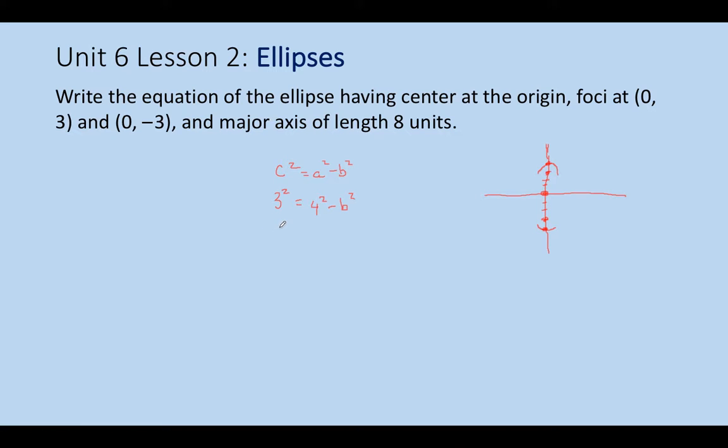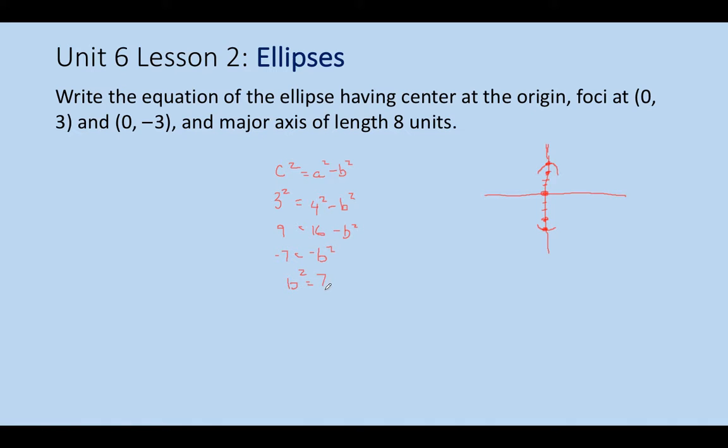All right, let's see how this all turns out. I've got 9 equals 16 minus b squared. Well, let's go ahead and subtract 16 from both sides and get negative 7 equals negative b squared. So that means b squared equals 7. Okay.